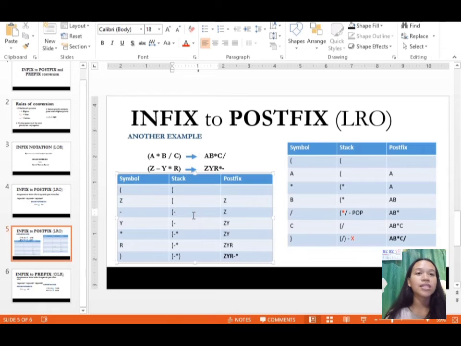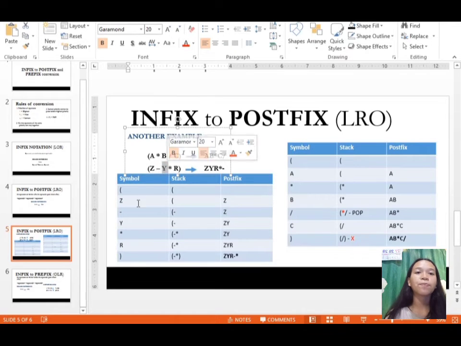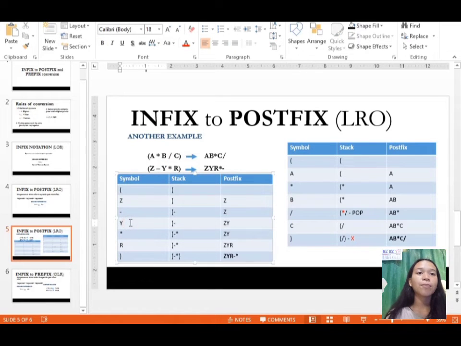Na-update na ang elements ni stack. And the postfix remains as is. And the next is the symbol Y. Ma-add siya sa postfix since it is an operand. So, the elements now of our postfix is ZY. And the next symbol would be multiplication. And sa multiplication, operator man na siya. So, gi-add po siya sa stack.